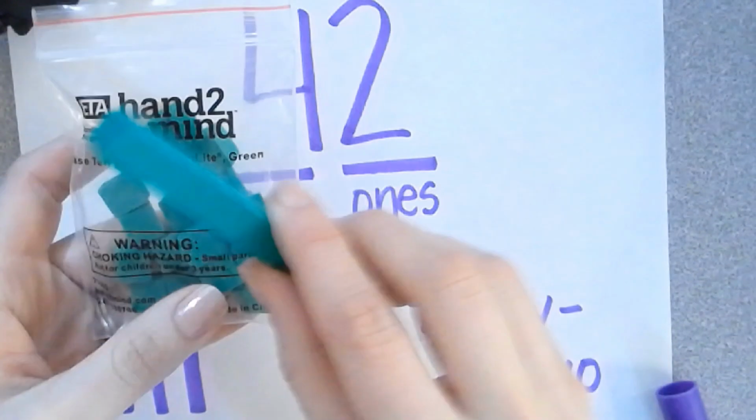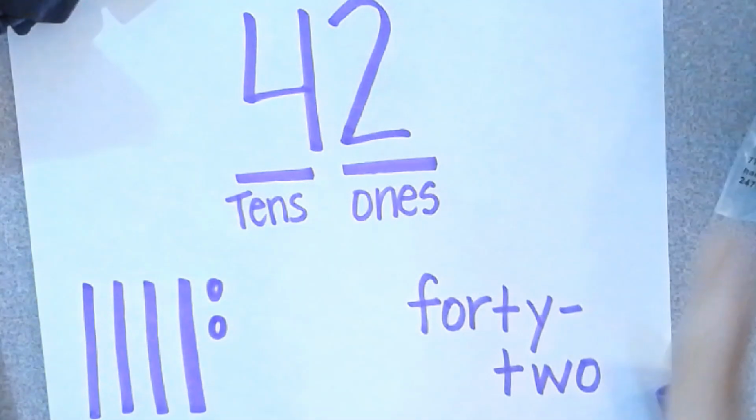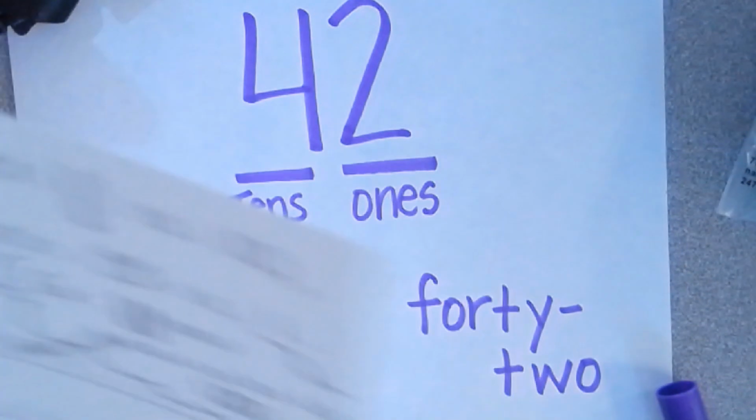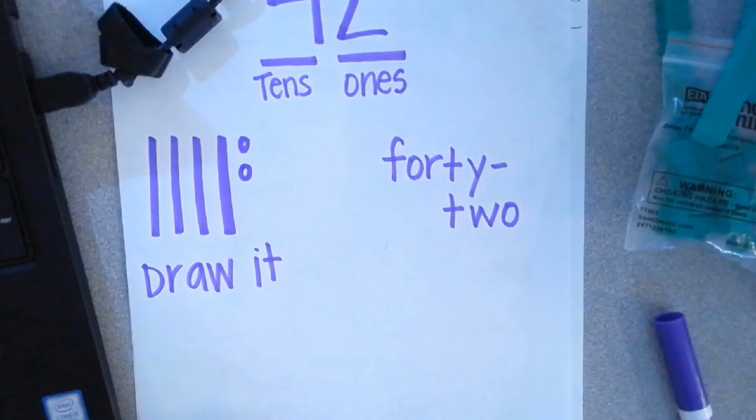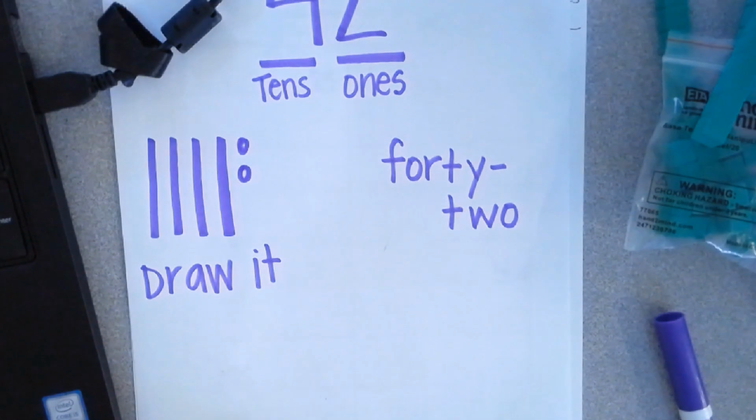Today we started with greater than, less than, and equal to. So again, you can do this at home. I used pretzels and marshmallows today with them. So you can use anything. You can use toothpicks and cereal. You can use M&Ms. You can use pretty much whatever you want.